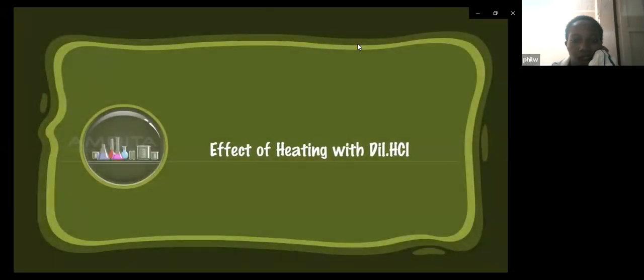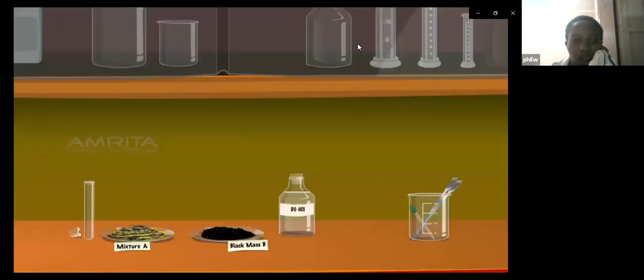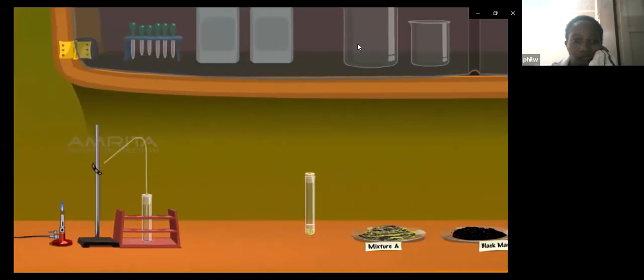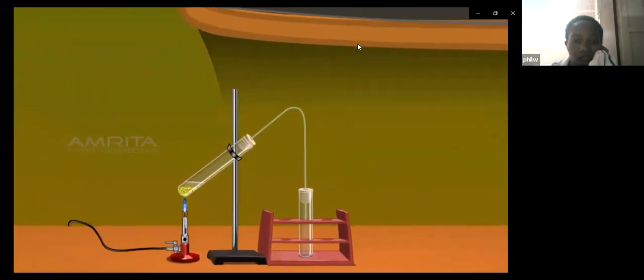Effect of heating with dilute HCl. Take a small quantity of mixture A in a test tube. Add a few drops of dilute HCl into it. Cork the test tube. Connect the test tube to another test tube with a bent tube. Heat the contents of the test tube gently. A colorless, odorless gas evolves. Collect the gas in the other test tube through the bent tube.